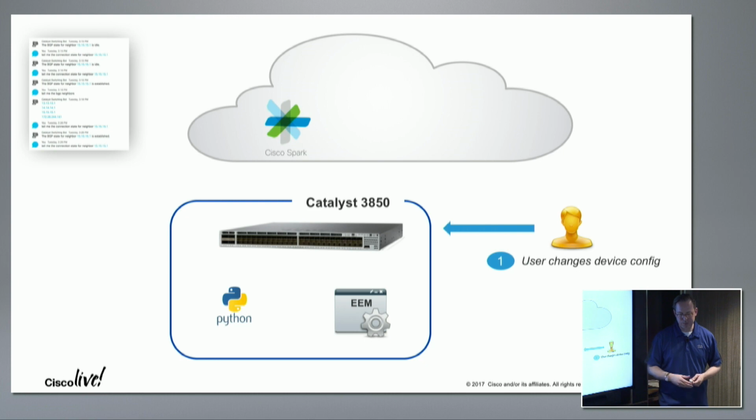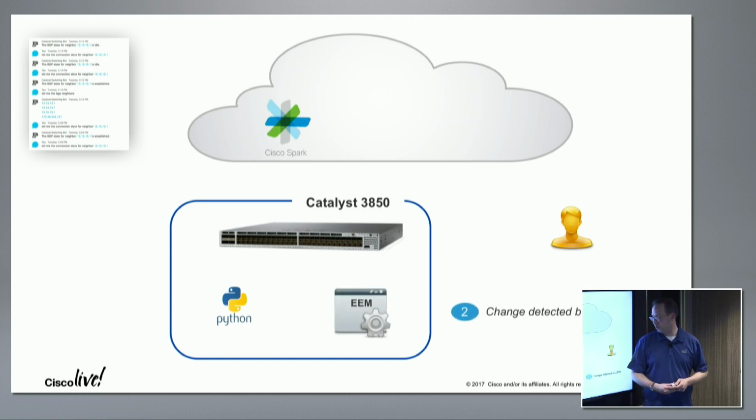And what's going to happen is I'm going to make a change to a 3850 that's in my lab. I have Embedded Event Manager, which has been around forever, right? It's actually a powerful tool in and of itself, EEM. But there's some things it can't do. It can't do a REST API, for example.